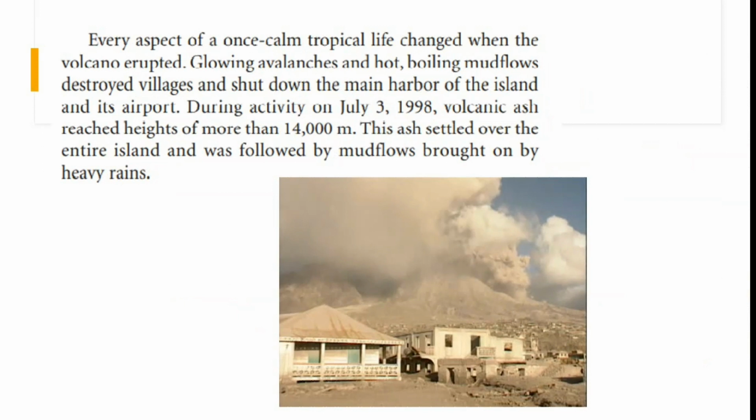Avalanches and hot boiling mud flows destroyed villages and shut down the main harbor of the island and its airport. During activity on July 3, 1998, volcanic ash reached heights of more than 14,000 meters. This ash settled over the entire island and was followed by mud flows brought on by heavy rains.